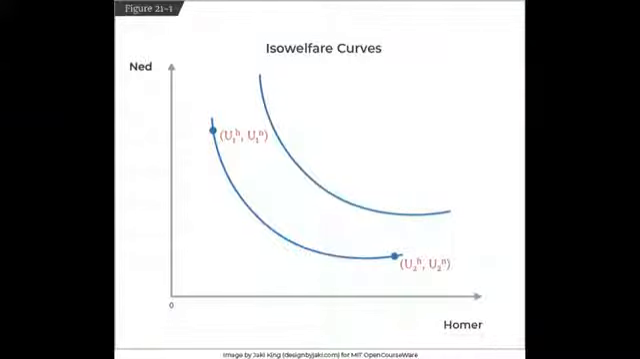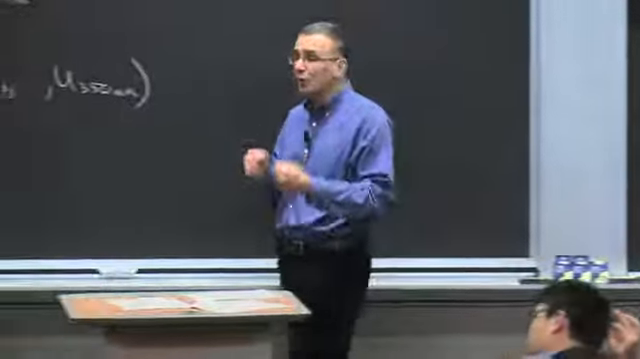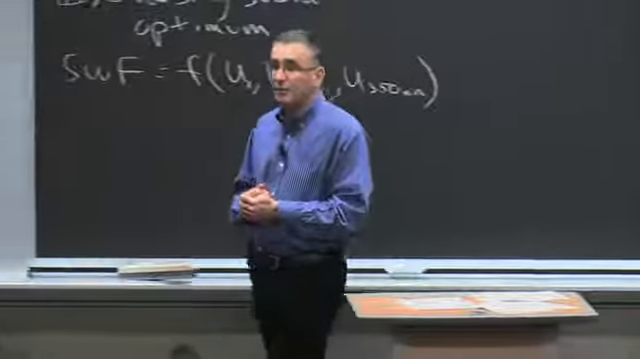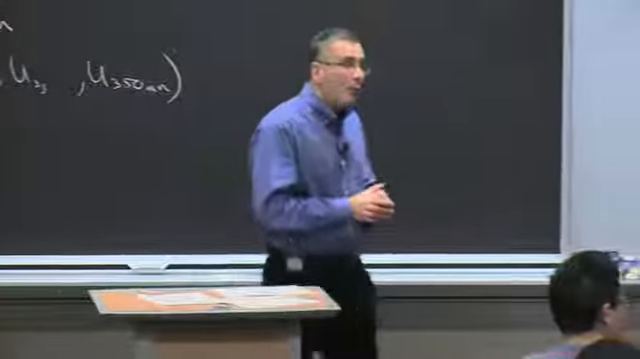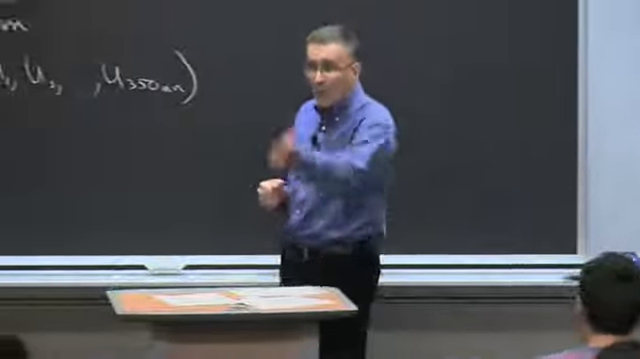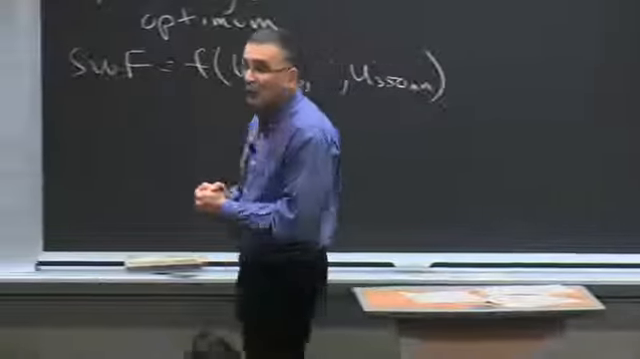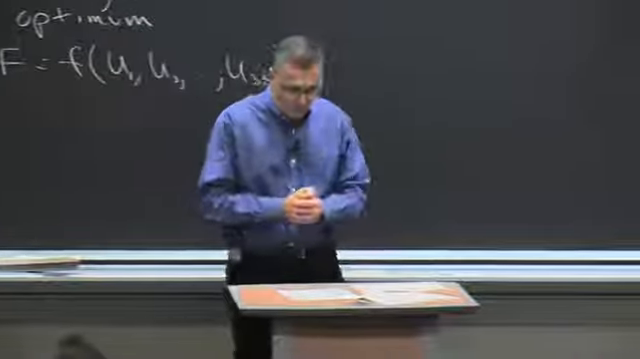So in other words, what this says is that society is indifferent between Homer having U1 super H and Ned having U1 super N versus Homer having U2 super H and Ned having U2 super N. Those are combinations of resources across which society is indifferent. And much like any other indifference curve, further out is better. We'd all prefer both Homer and Ned to have more. More is better. Okay, so that's easy. The further out the iso-welfare curve goes, the happier you are. And along the iso-welfare curve are allocations of resources across individuals among which we're indifferent.